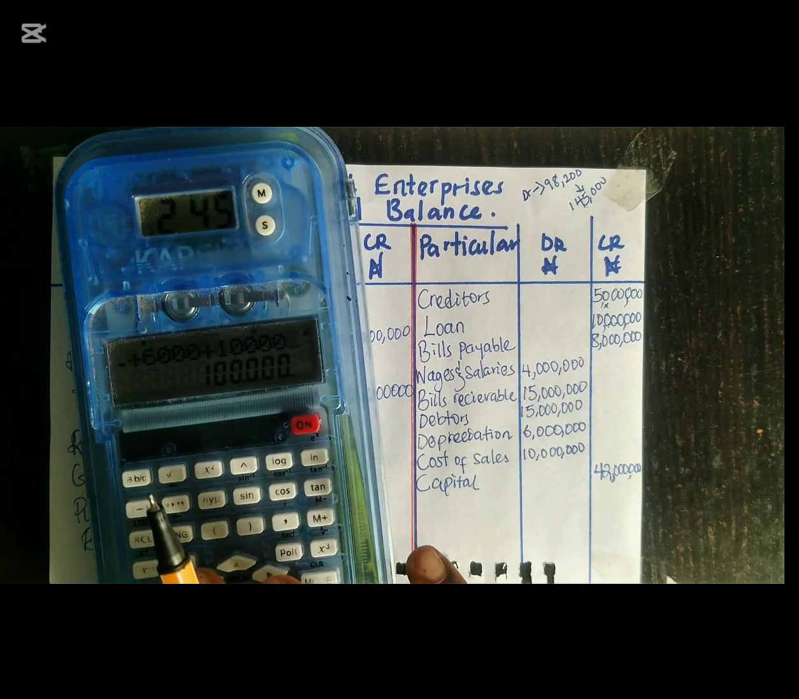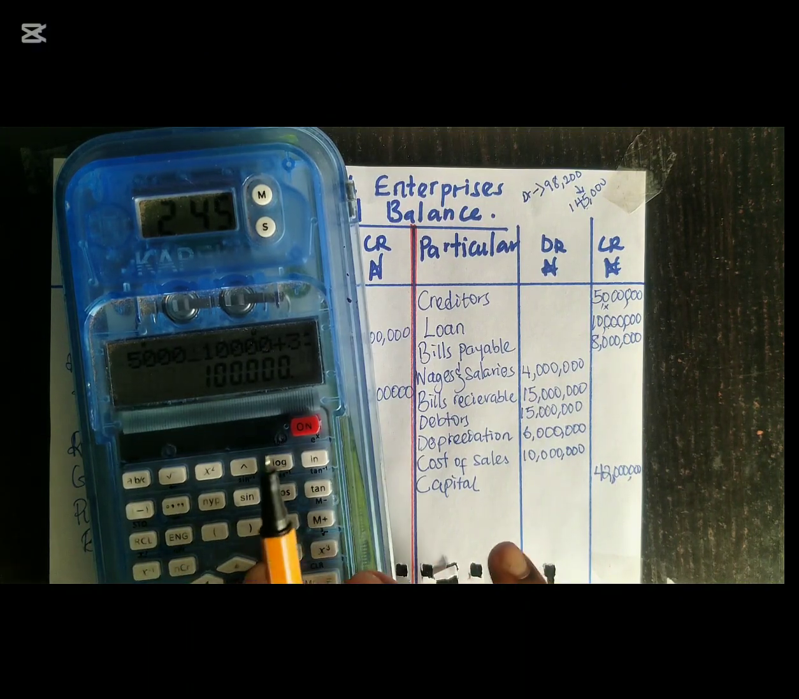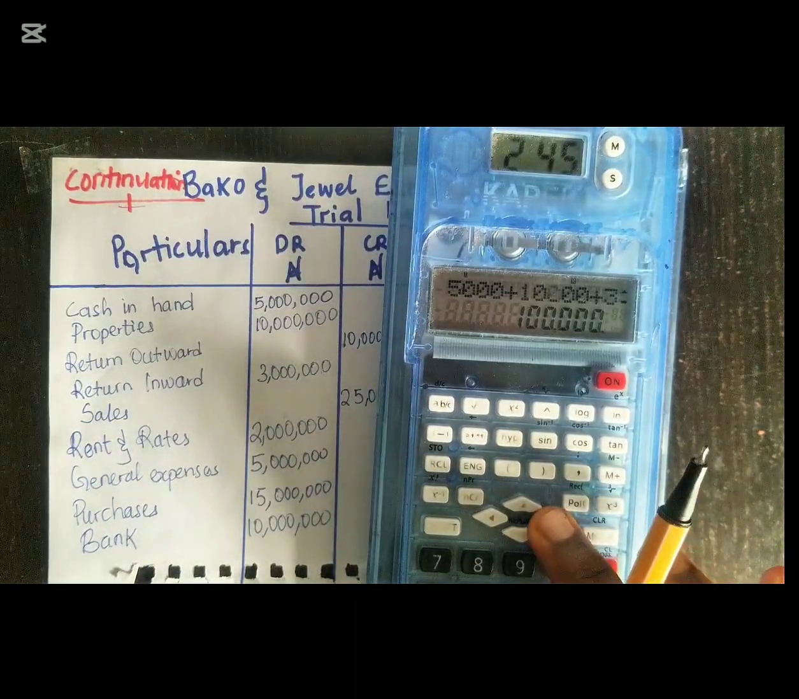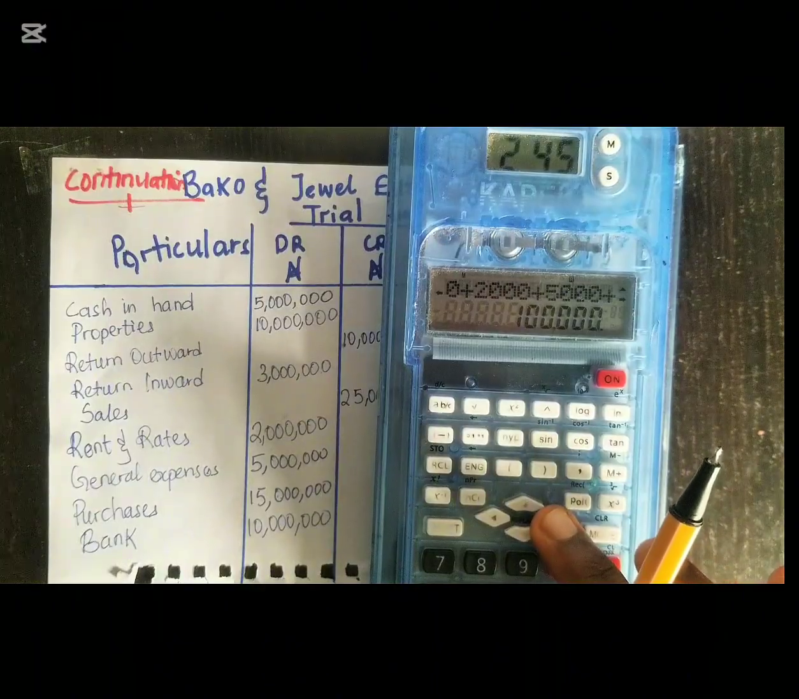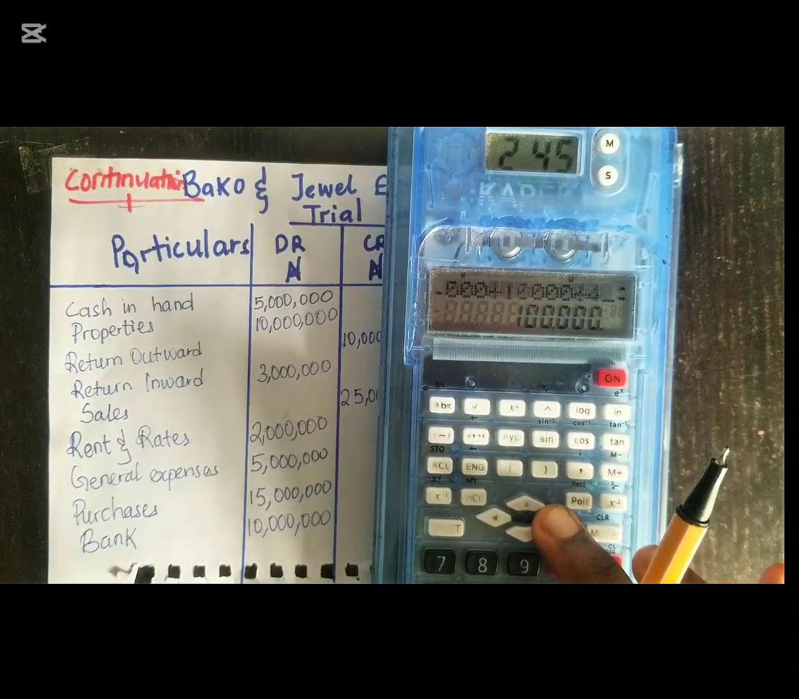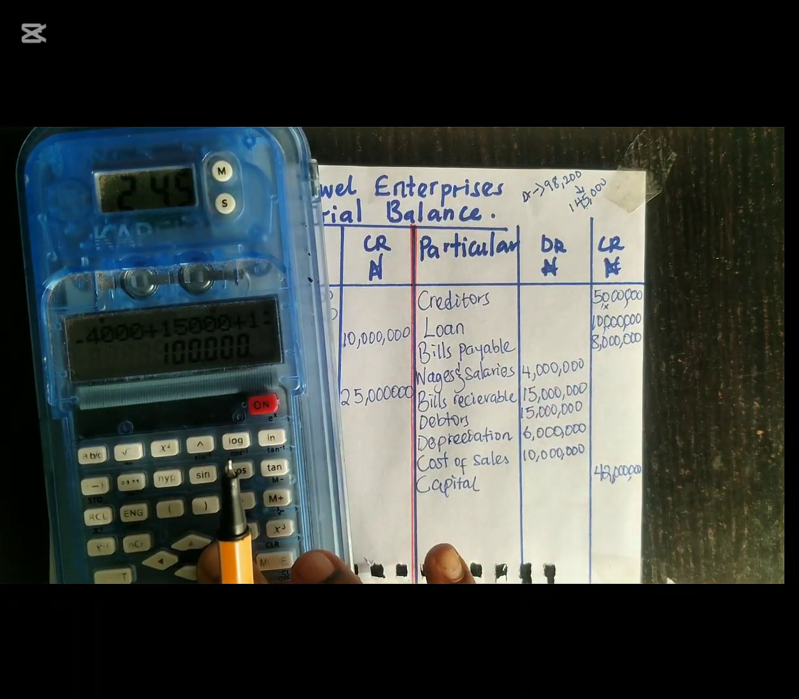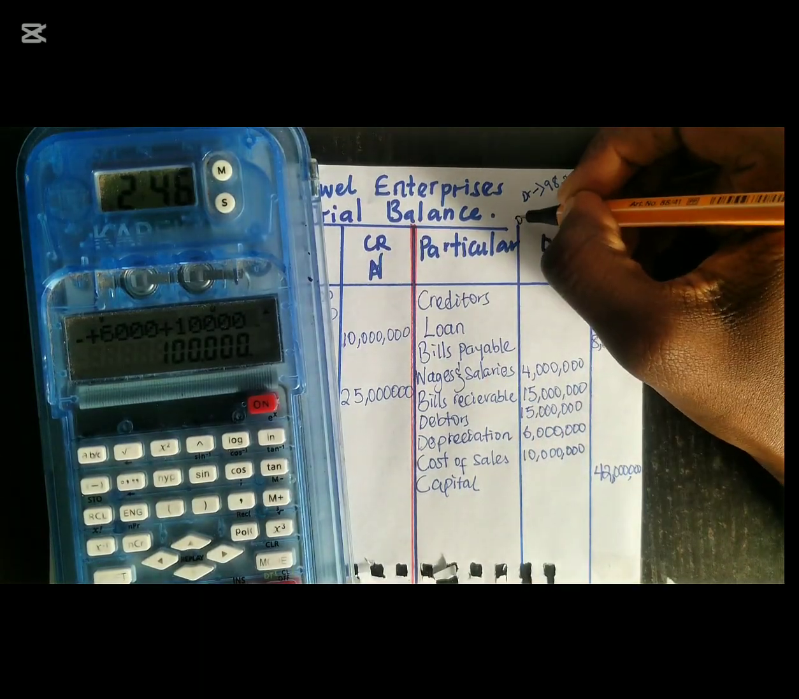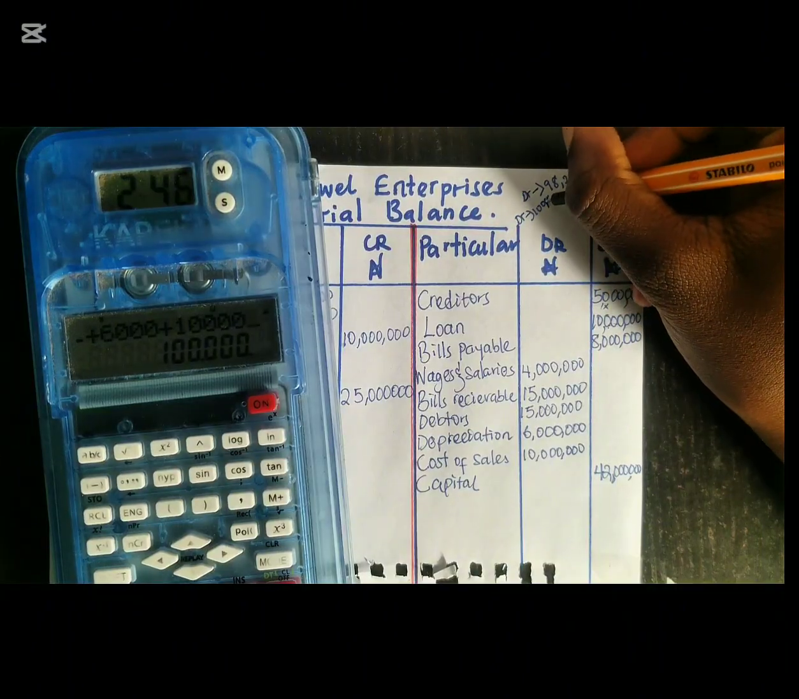Now we have to go back again to make sure that what we did is correct. The first one, 5,000, correct. 10,000, correct. 3,000 correct. 2,000 correct. 5,000 correct. 15,000 correct. 10,000 correct. 4,000 correct. 15,000 correct. 15,000 correct. 6,000 correct. 10,000 correct. So that means our debit side, we have calculated it and gotten 100,000. It will be 100 million, not 100,000, 100 million.